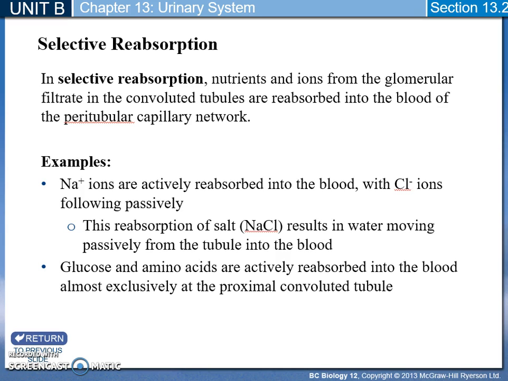With selective reabsorption, nutrients and ions from the glomerular filtrate in the convoluted tubules are reabsorbed into the blood of the peritubular capillary network. So some examples of this would be sodium ions are actively reabsorbed into the blood, and then chloride ions follow along passively in order to maintain the electrical charge. So this reabsorption of salt results in water moving passively from the tubule into the blood. Glucose and amino acids are actively reabsorbed into the blood as well, almost exclusively at the proximal convoluted tubule.